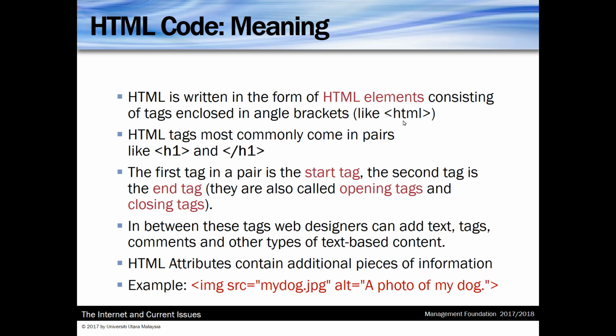HTML attributes contain additional pieces of information. These attributes take the form of an opening tag with additional info placed inside. An example of an attribute is <img src="mydog.jpg" alt="a photo of my dog">. In this example, the image source (src) and the alternate text (alt) are attributes of the image tag.